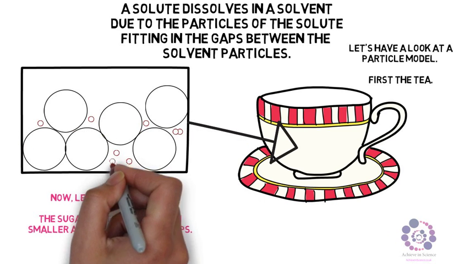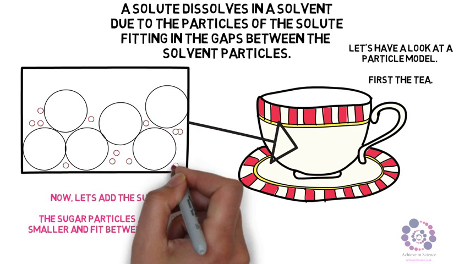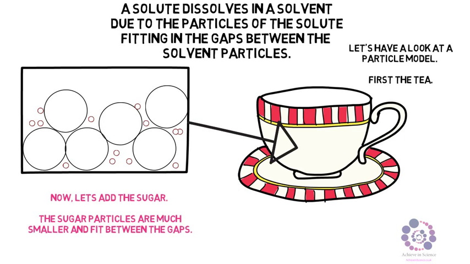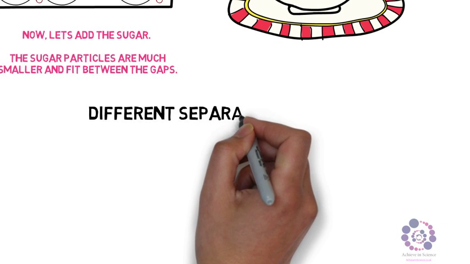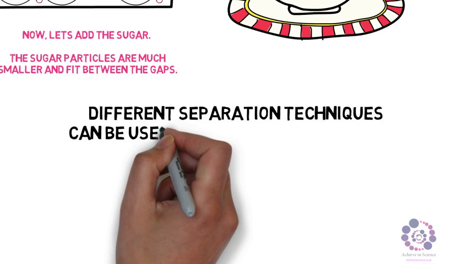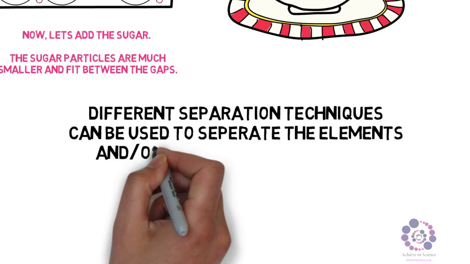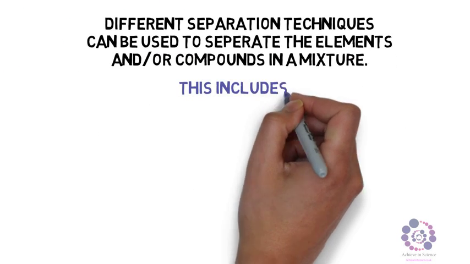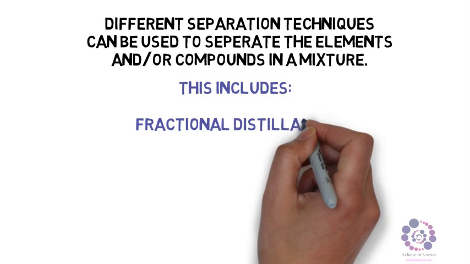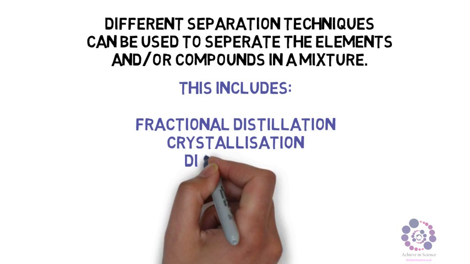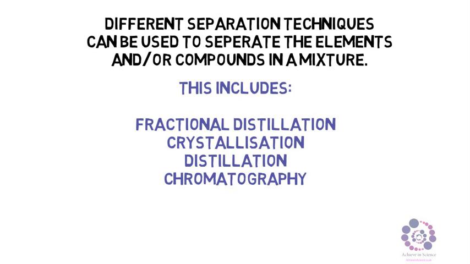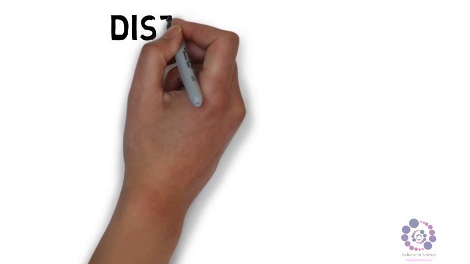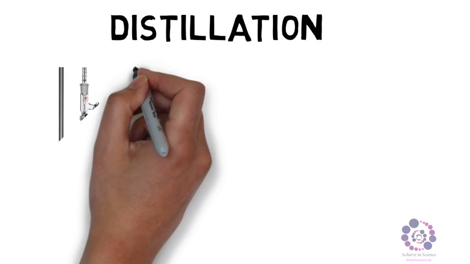Now let's use some of the separation techniques and have a closer look at how we can separate the elements and or compounds within a mixture. The methods that you need to be aware of for your exam include fractional distillation, crystallization, distillation and chromatography. Let's begin first of all by looking at distillation. You probably have seen this setup in your science laboratory at school.